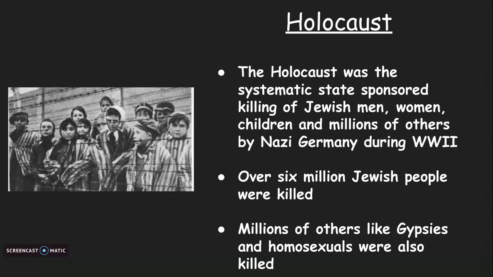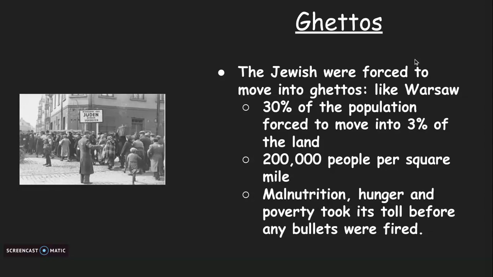The Holocaust was what Adolf Hitler called his final solution to the Jewish problem. It was the systematic state-sponsored killing of Jewish men, women, children, and millions of others during World War II. Homosexuals, gypsies, millions. So you're talking about 6 million Jewish people as well as other people getting killed. This is what Hitler said was going to be his final solution of the Jewish problem.